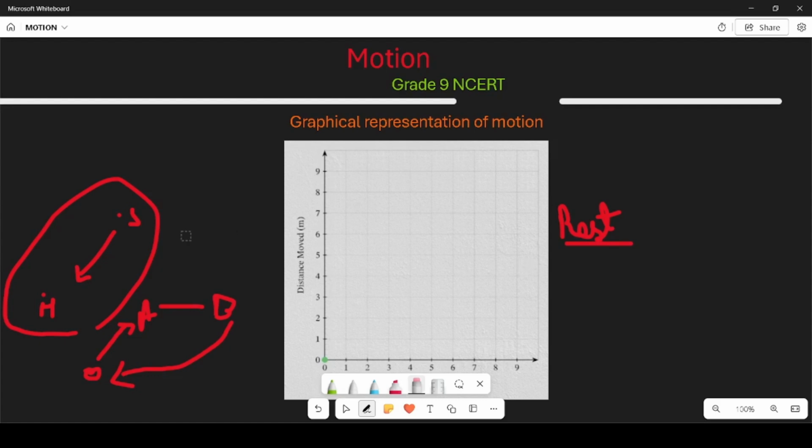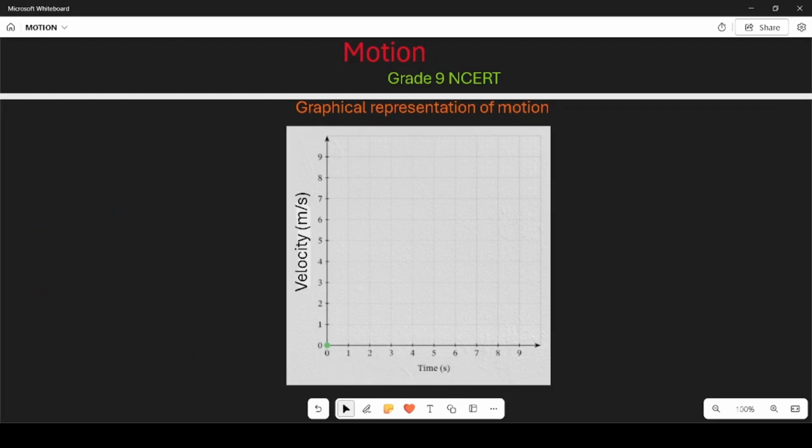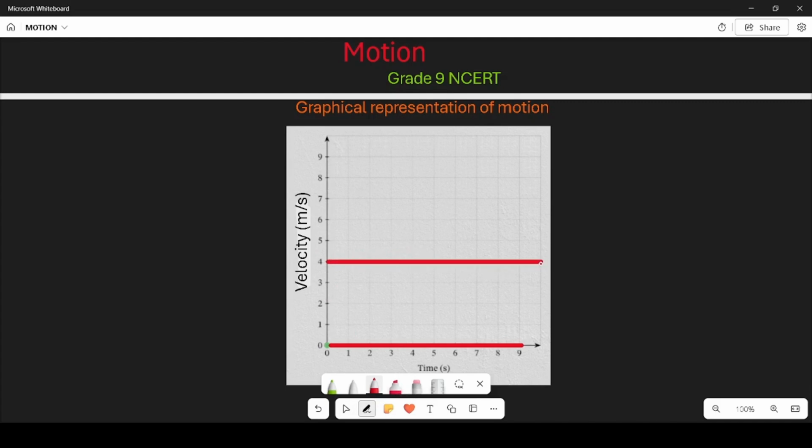Now let's talk about velocity time graphs. To show that the object is at rest in a velocity time graph, we need to draw a horizontal line on the x-axis over here. When you draw a line like this on the x-axis, it means that the object is at rest. Because if you draw it somewhere over here, it would mean that the object is moving at 4 meters per second. So that would be totally a wrong meaning, right?